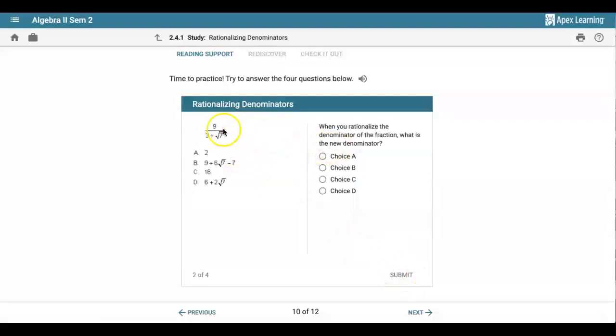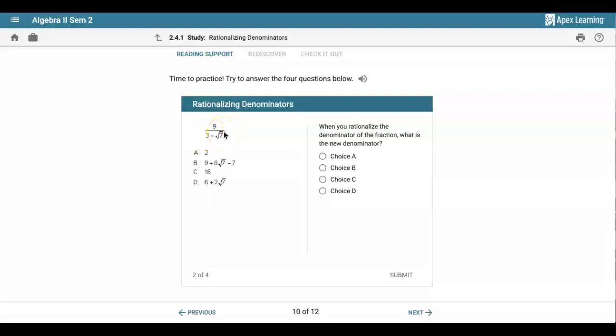All right, looking at this here, when you rationalize the denominator of the fraction, what is the new denominator? The new denominator, we'd have to multiply by our conjugate. So we're going to multiply by 3 minus the square root of 9. And if we remember, those middle terms when we FOIL out are going to cancel, so I'm going to be left with a squared minus b squared.